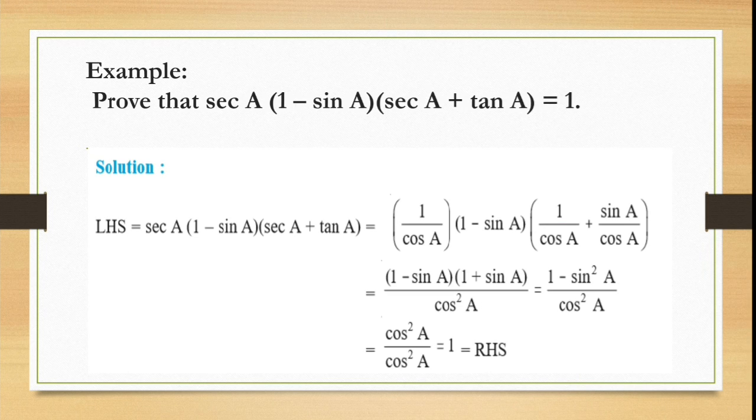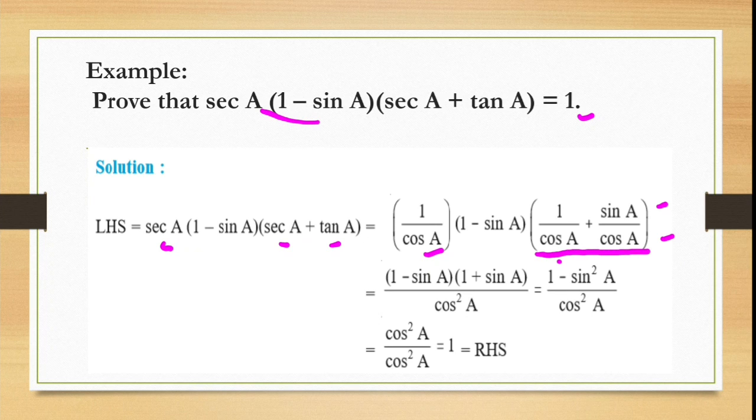Now next example, you have to prove that this LHS part is equal to 1. Okay, that is sec A into 1 minus sin A into sec A plus tan A. You have to use the identities here. Okay, so sec A can be written as 1 by cos A since it is reciprocal of cos A. Similarly, here you can use 1 by cos A. Here you can write tan A as sin A by cos A.